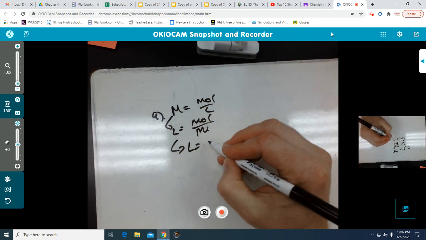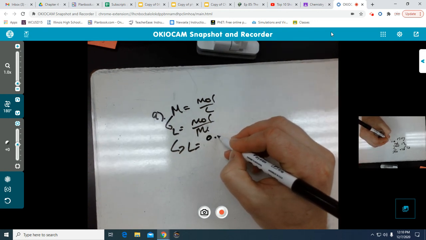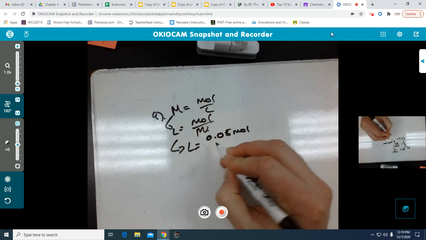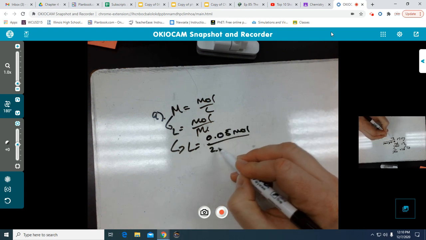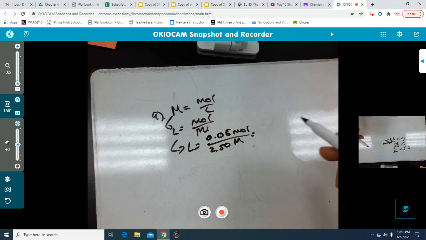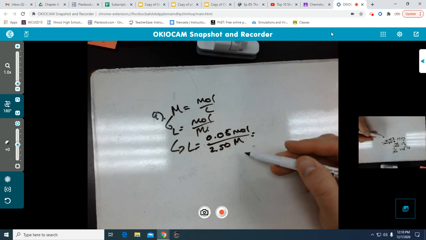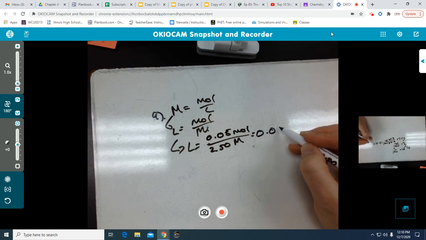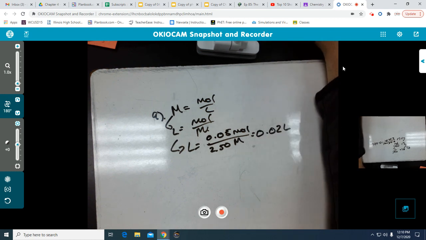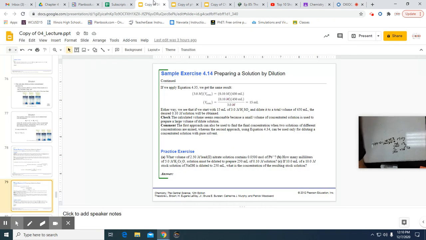All right, so we have our 0.05 moles. We have our concentration of 2.50 molarity. And when moles of these two units cancel out, we're going to be left with 0.02 liters. So that is the first part of the question, okay? 0.02 liters.